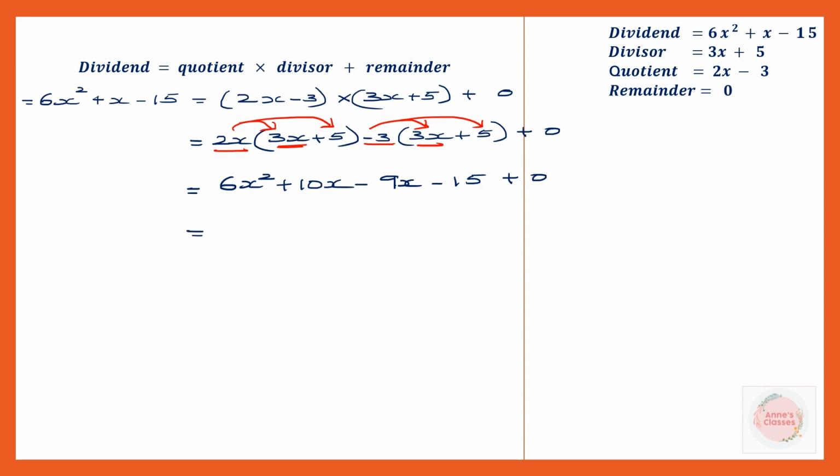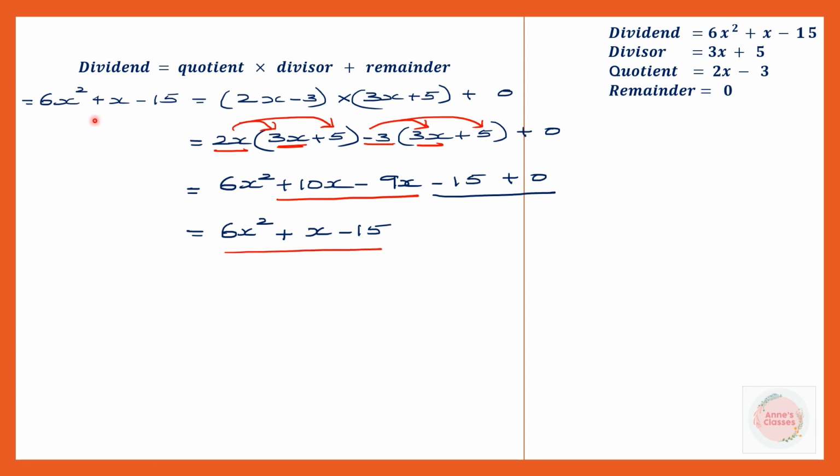So now here let's look for the like terms. 6x squared is by itself. Now we have like terms here, plus 10x minus 9x. So signs are different. Let's put the sign of the bigger number and subtract. 10 minus 9 is 1. That is 1x or just x. Then we have minus 15 plus 0, which is minus 15 itself. So on the right hand side we have 6x squared plus x minus 15.